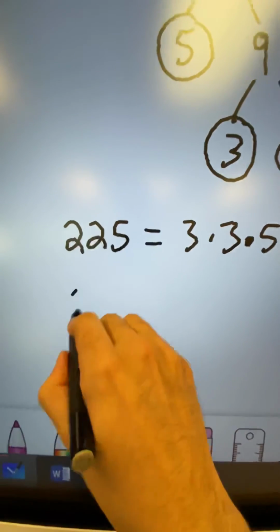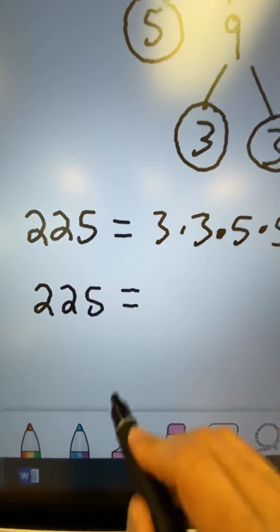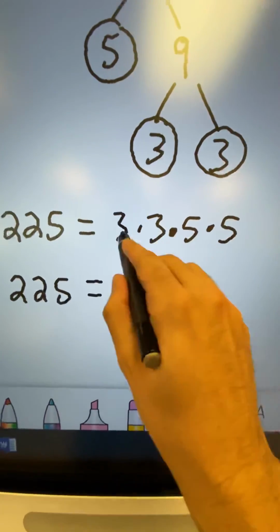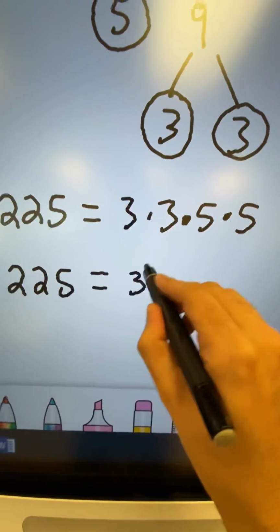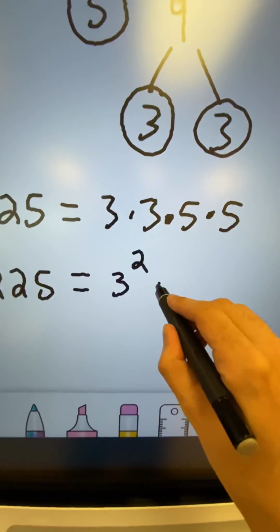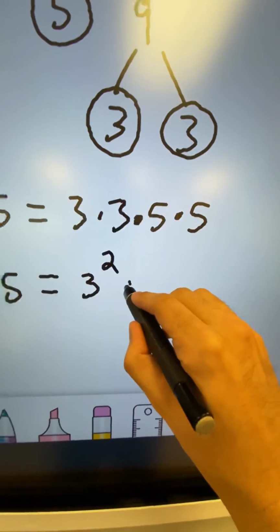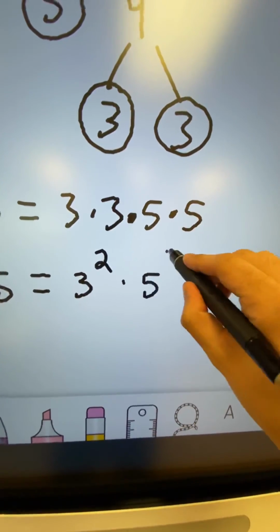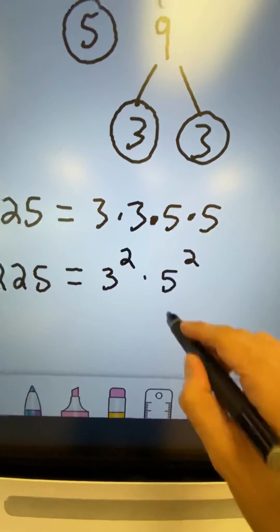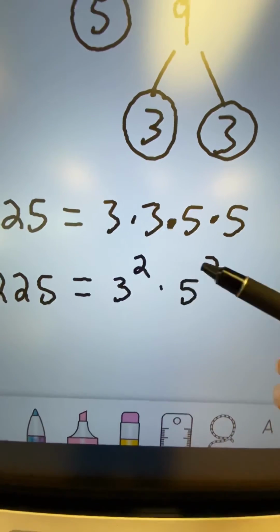And then if you want to go one step further, you could do this. You could say we have 2 factors of 3, so it'd be 3 to the second power, times 2 factors of 5, which would be 5 to the second power. And these are equivalent. So this is just exponential form. We just condensed it a little bit more.